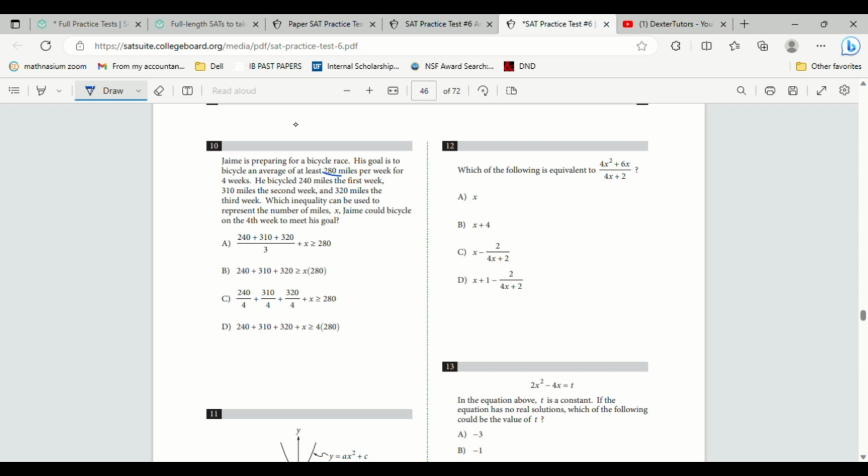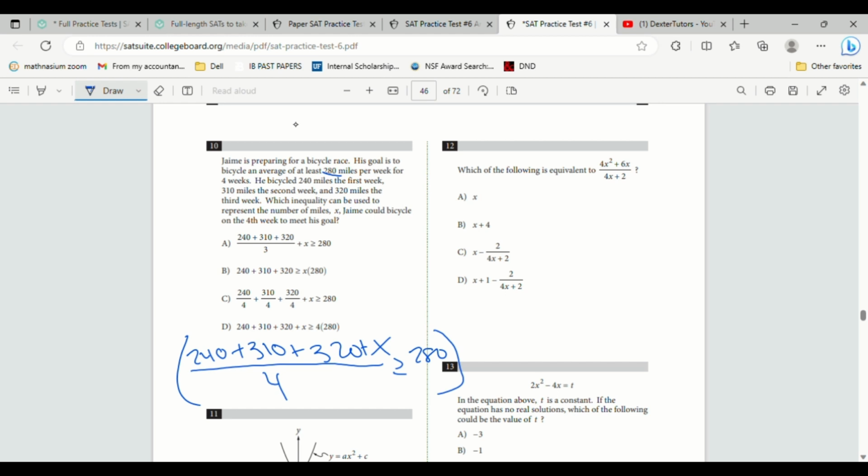So we can write out our own average equation without looking at any of the choices and just say that the 240 miles the first week plus 310 miles the second week plus 320 miles the third week plus the 4th week's worth of miles, all divided by 4 because it's an average, add up all the terms, divide by the number of terms, has to be greater than or equal to the 280 miles average among the 4 weeks. So now that we know what our average equation looks like, we need to see which of the 4 answer choices matches this.